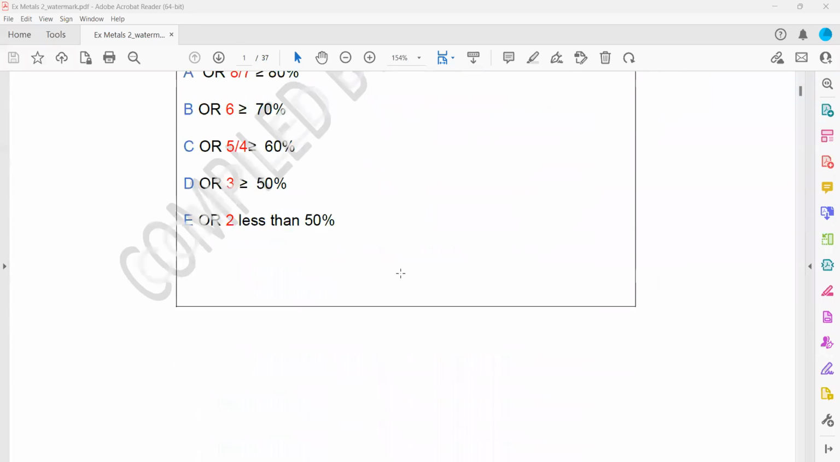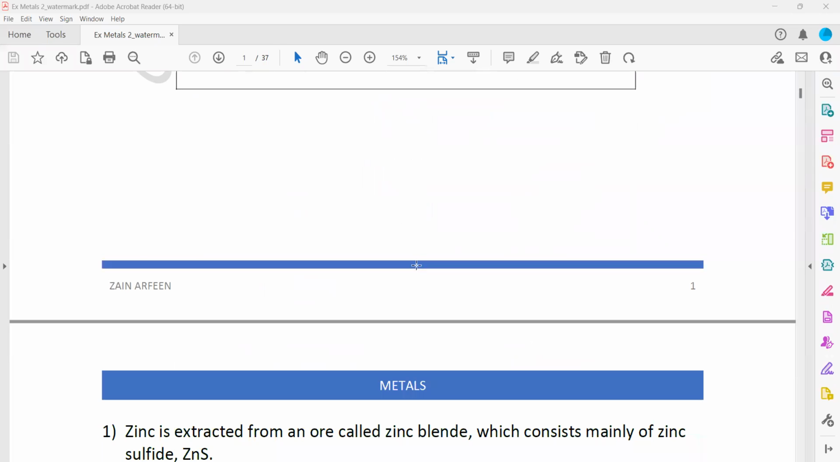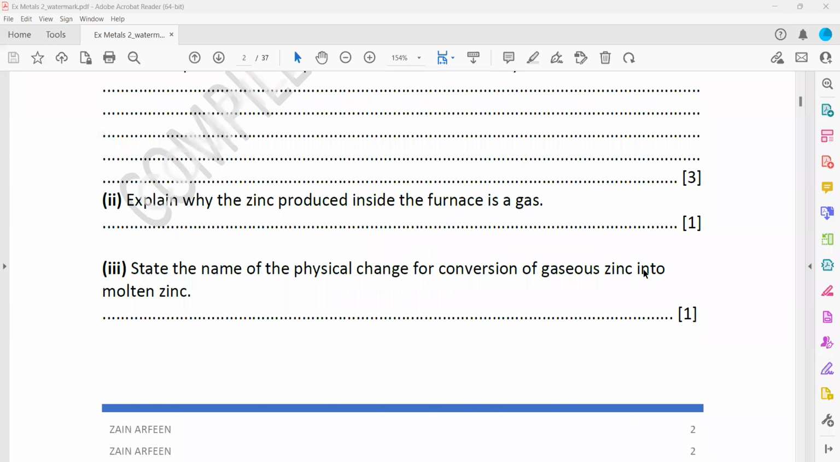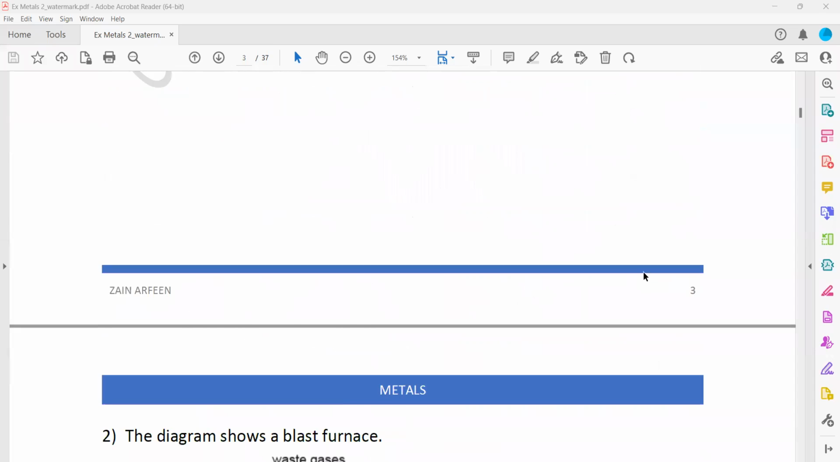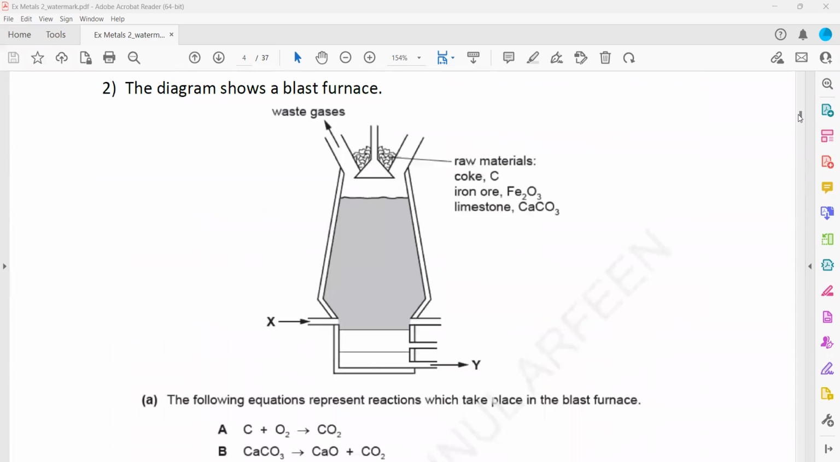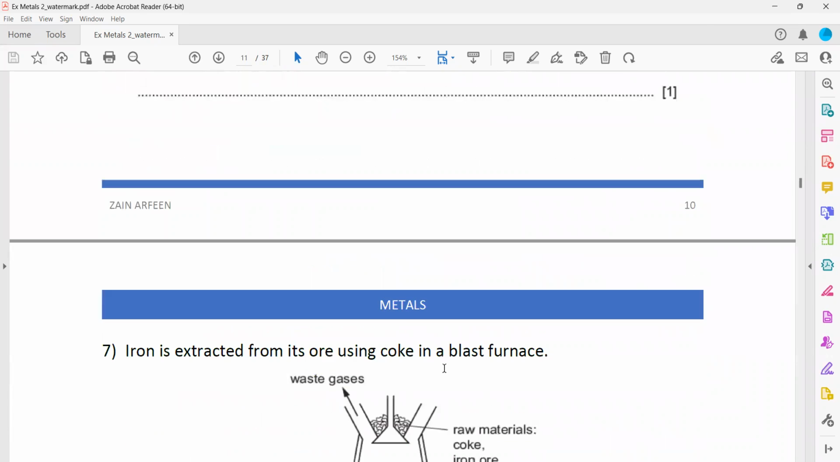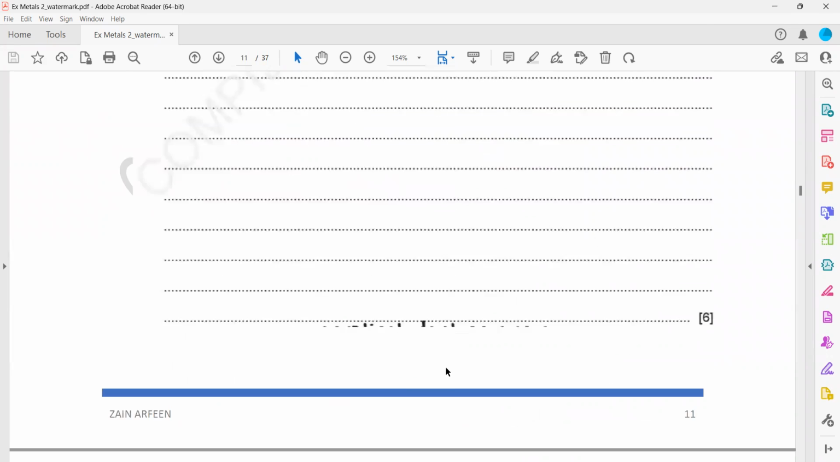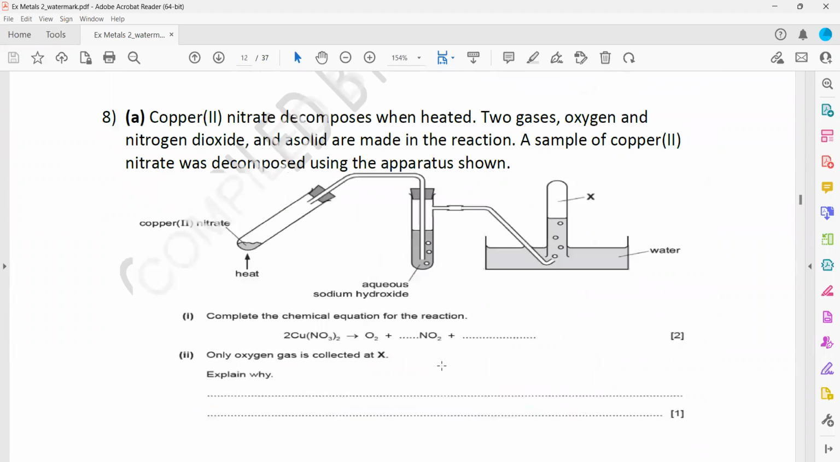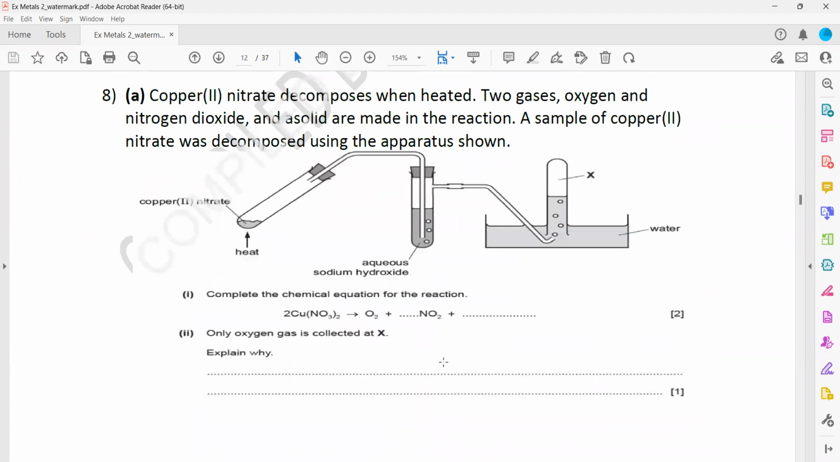So, metal exercise 2, the first 7 are already done. We'll solve from question 8 and onward. You can use the screen annotation or you can use the chat to state the answer. Starting with question 8.